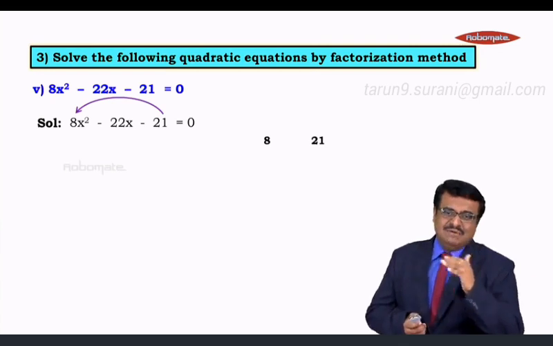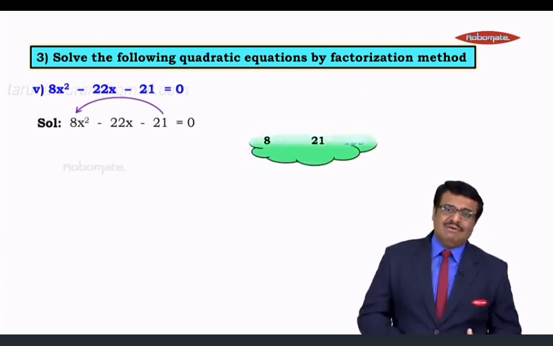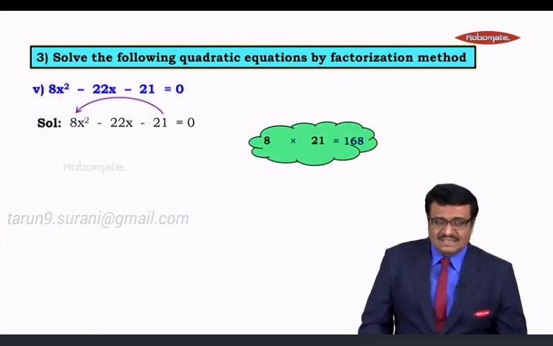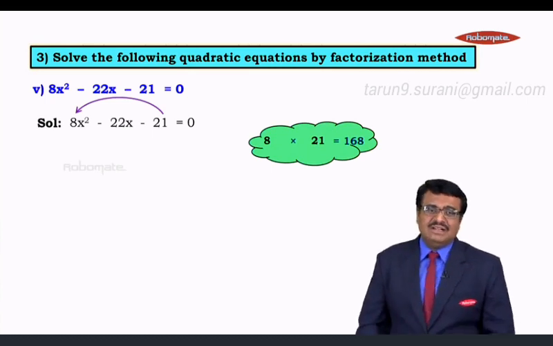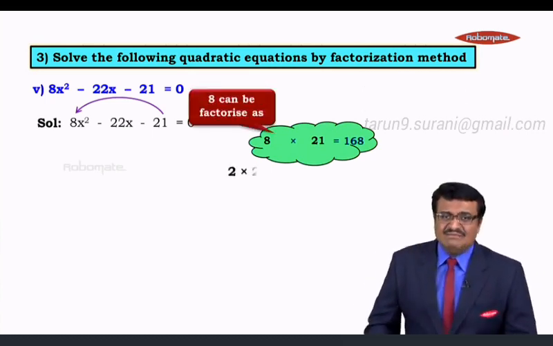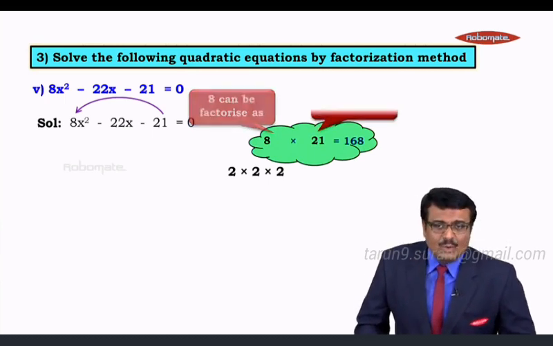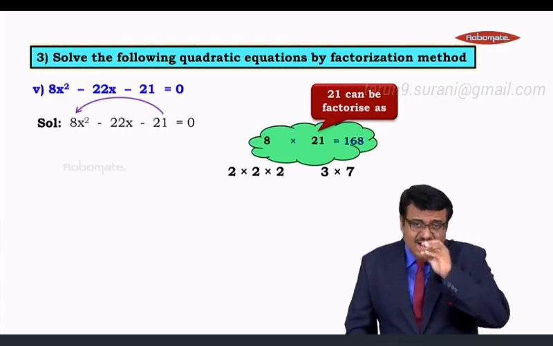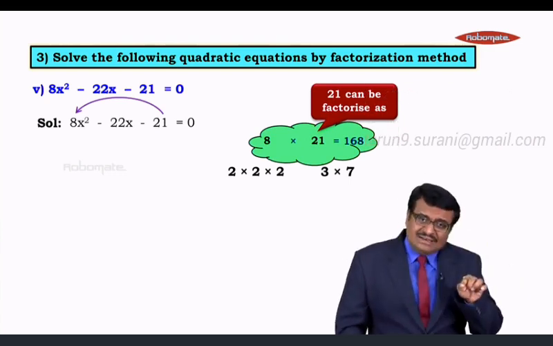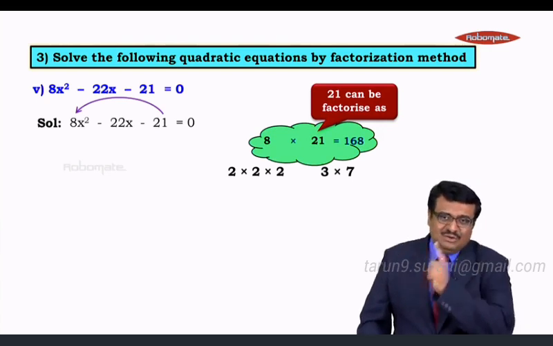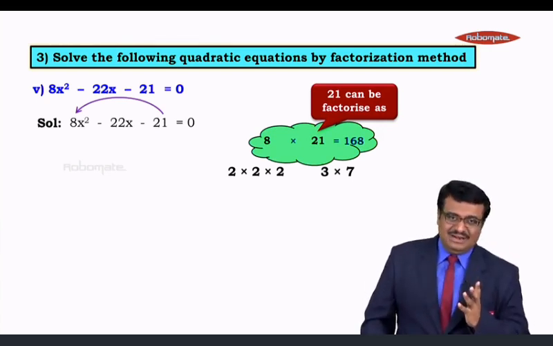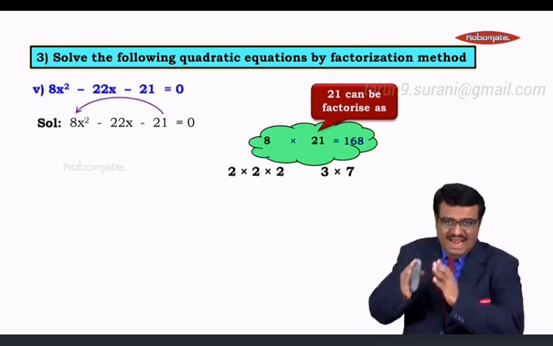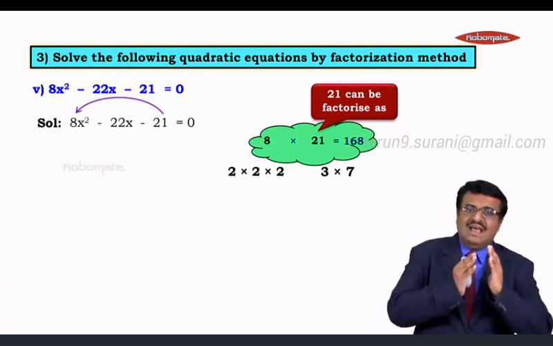I am keeping 8 and 21 side by side. So 8 into 21 gives you 168. You can do prime factorization, or 8 and 21 we have written side by side. Let us factorize 8. 8 can be factorized as 2 into 2 into 2, and 21 as 3 into 7. If you take 8 into 21, 168, and do prime factorization, again you will get the same numbers only: 2 into 2 into 2 into 3 into 7. So I am not multiplying, writing 8 and 21 side by side, and splitting 8 as 2 into 2 into 2 and 21 as 3 into 7.